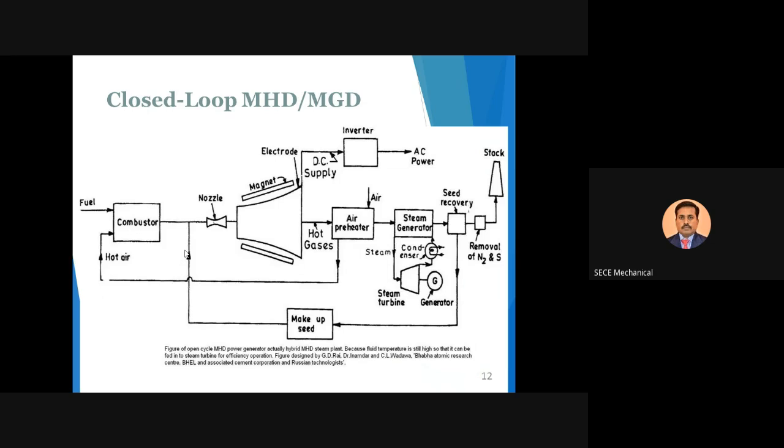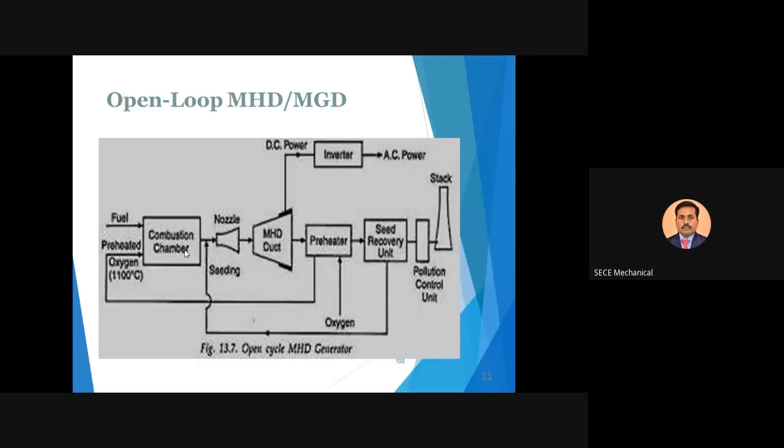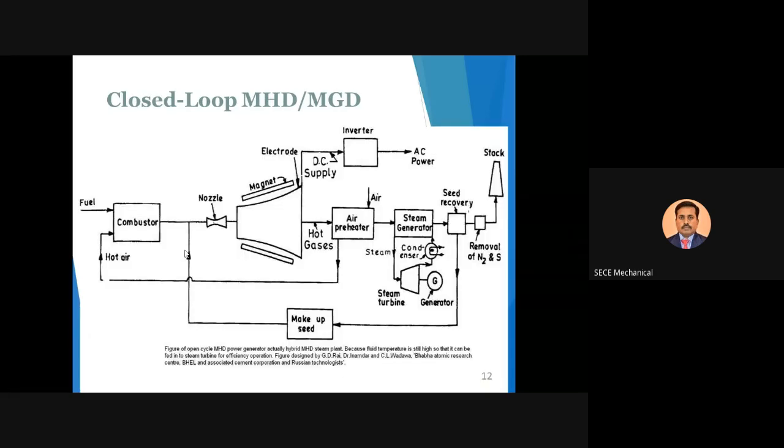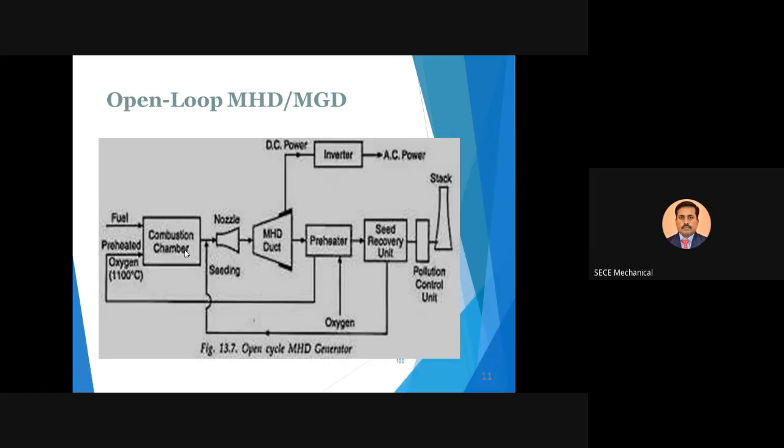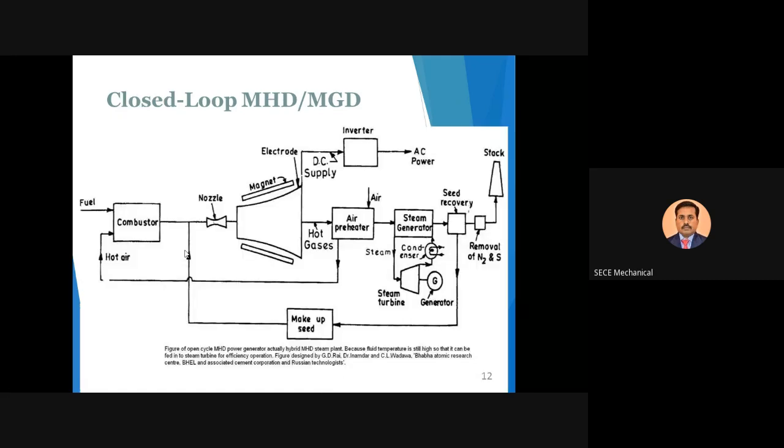Okay, this is closed loop. The basic difference between open loop and closed loop is that in the open loop you can see there is no cooling system, whereas in the closed loop system, after the air preheater, the gas goes to the steam generator, and with the help of an additional steam turbine, power is generated again. The seed is captured again with the help of the seed recovery unit and goes to the nozzle. So additionally, one steam turbine is attached to the MHD, and that is called closed loop. If a steam generator is not attached to the MHD, that is called open loop. This is the basic difference between open loop and closed loop type MHD generators.